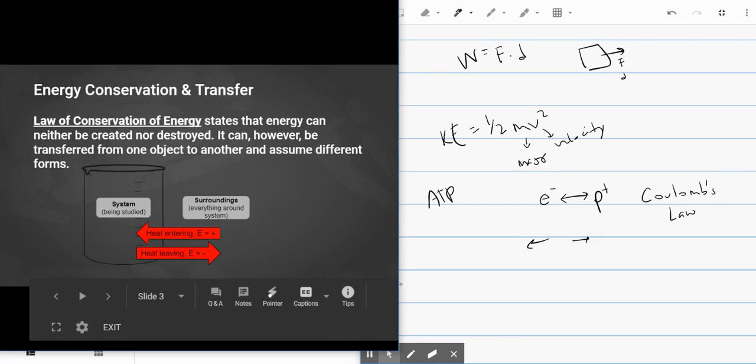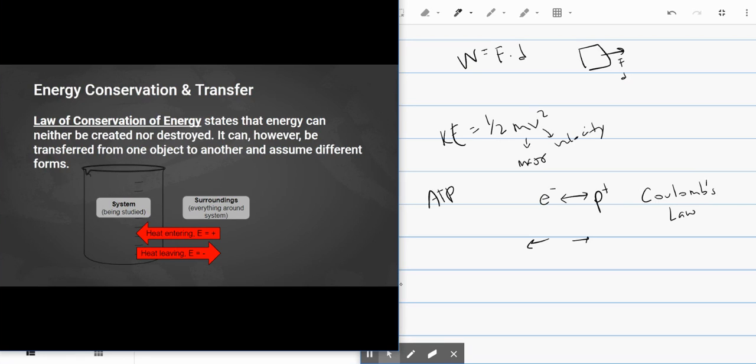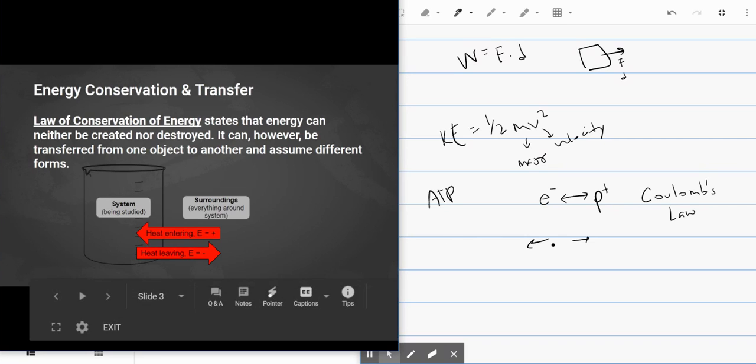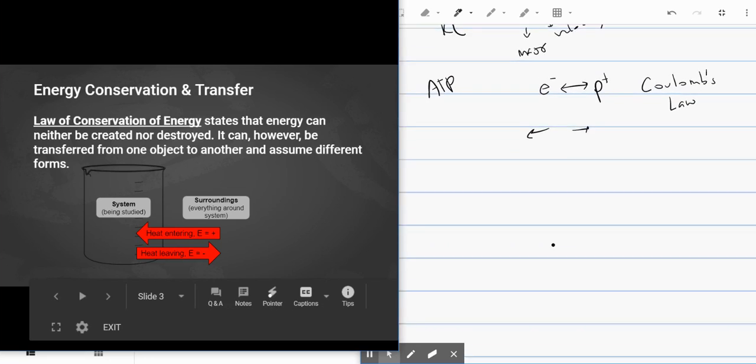All right, so energy conservation and transfer. The law of conservation of energy says that energy cannot be created or destroyed. We've learned that one probably since 8th grade. It can be transferred from one object to another, so we can transfer heat into and out of a system. We're going to talk about that. And it can change different forms.